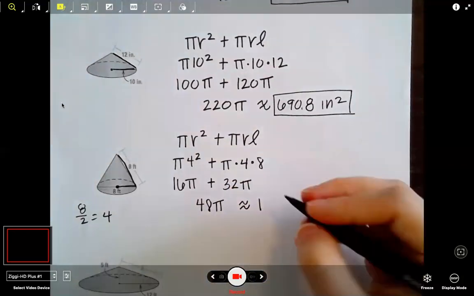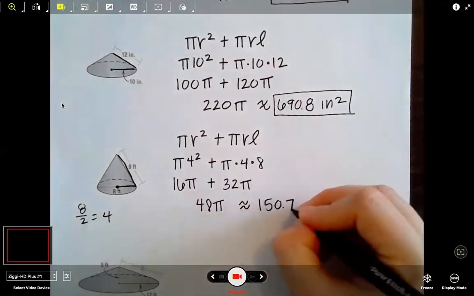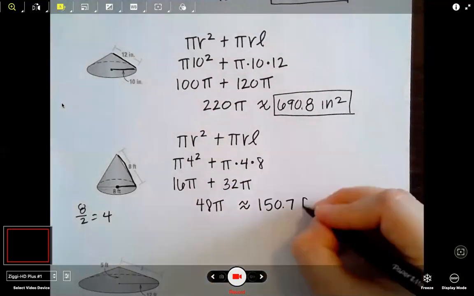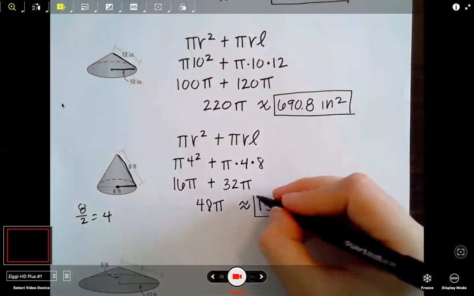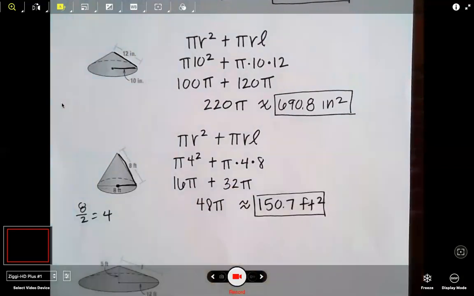150.72 feet. That is exactly what I got. How do we feel about that one? Okay. We're okay? Not too bad. Now this last one's just a little goofy, but we'll figure it out. It's not too bad.